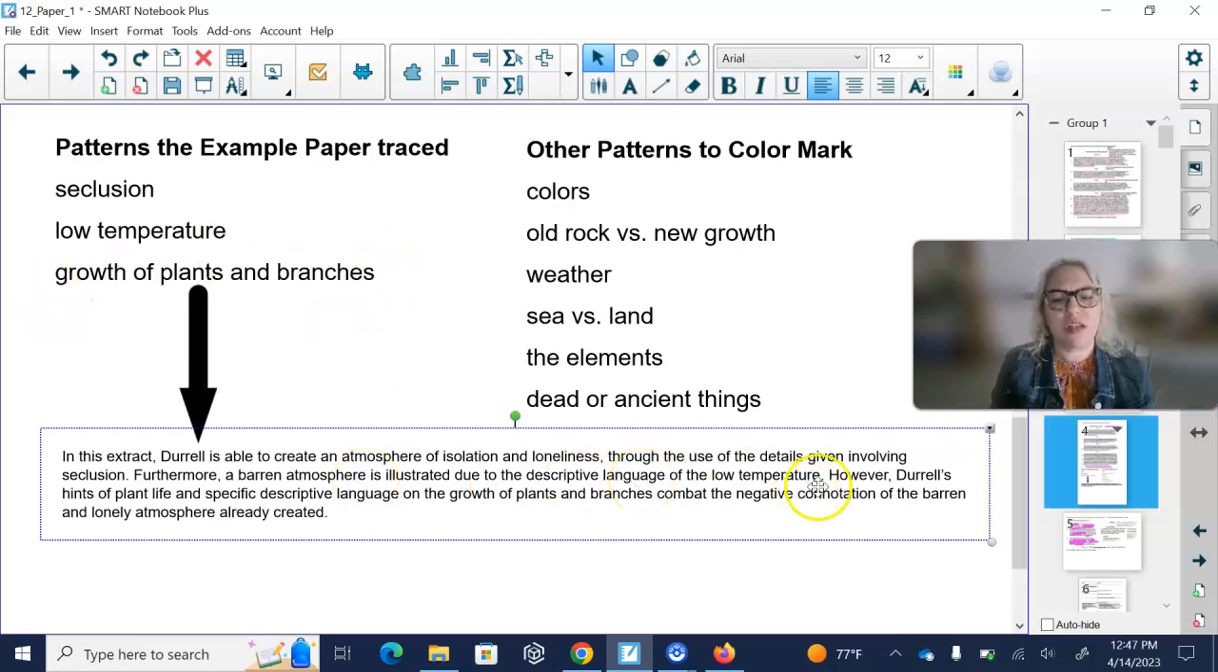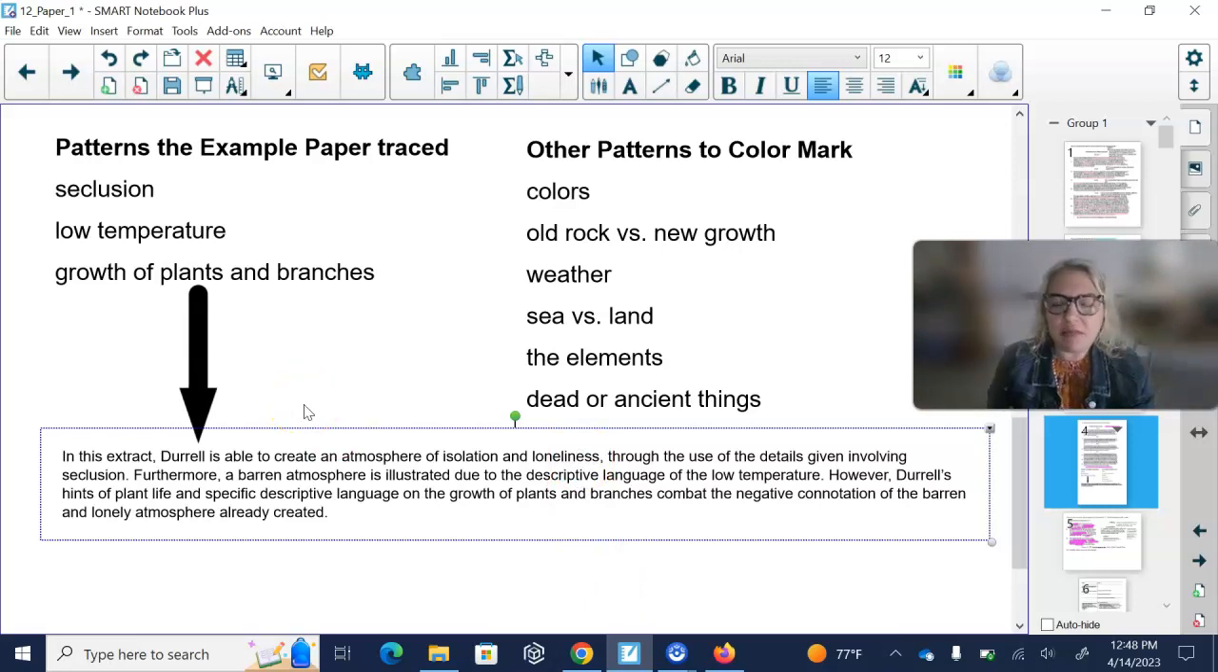And then this last one, she says, however, Durrell's hints of plant life and specific descriptive language on the growth of plants and branches combat the negative connotation of the barren and lonely atmosphere already created. So this one works in contrast to the others, and I had kind of noticed that myself too here in this one. She's coming at it a different way, and she says in this last sentence that the growth of plants and branches is contrasting the barren and isolated and lonely atmosphere. Okay, so this is where you're headed.